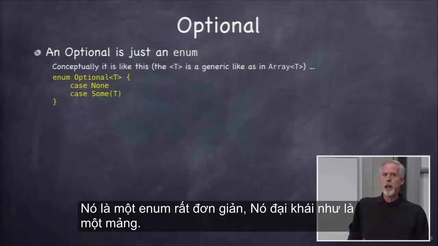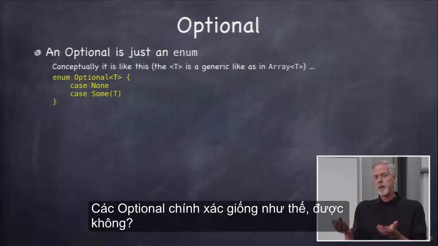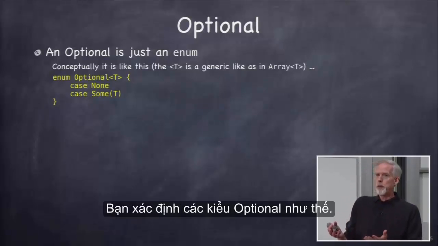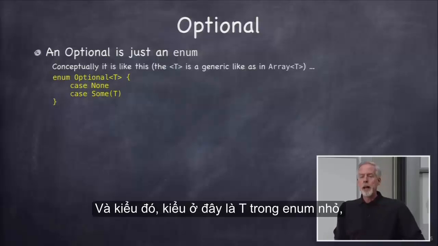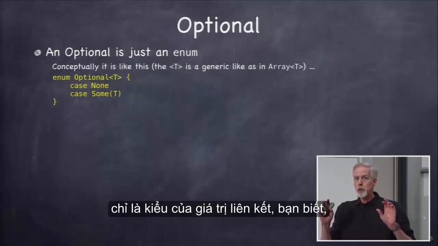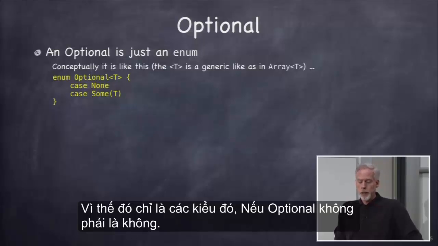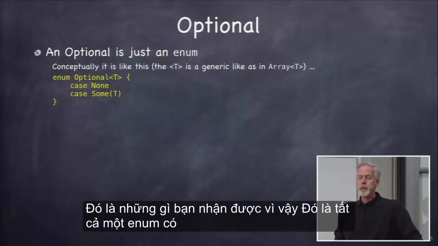It's a generic, kind of like array. You know how with an array, you specify the type of thing in it. Optional is exactly the same. Okay, it's a generic. You specify the type of optional, and that type, which is T here in this little enum, is just the type of the associated value. You know that enums can have associated values. So that's just the type that, if the optional is not nil, that's what you get. So that's all an optional is.